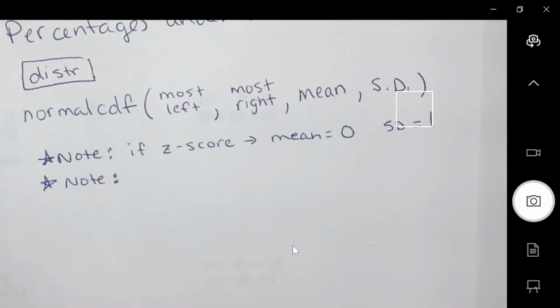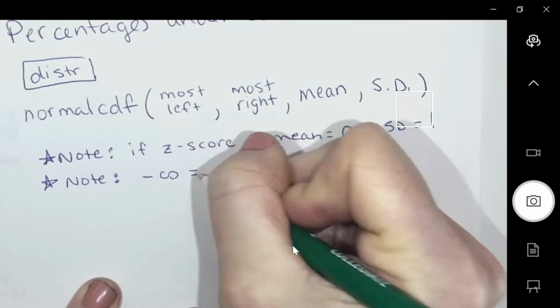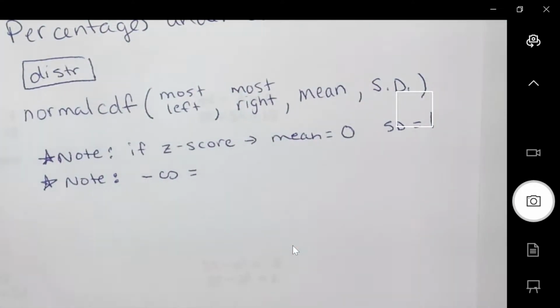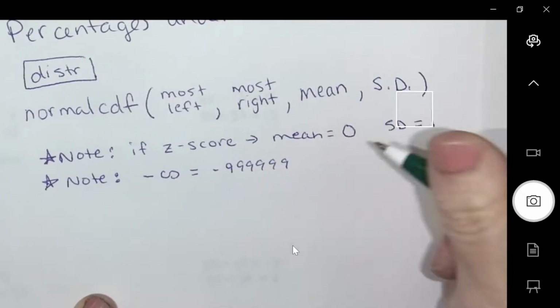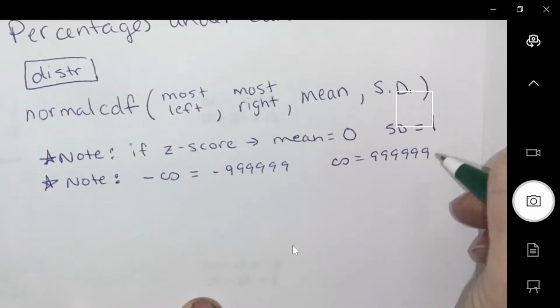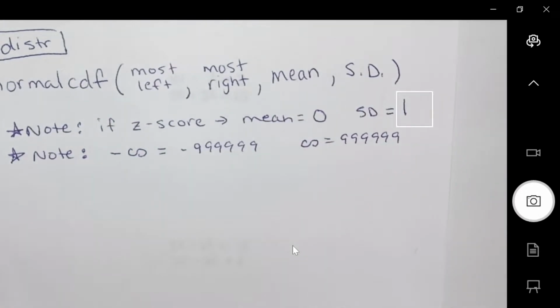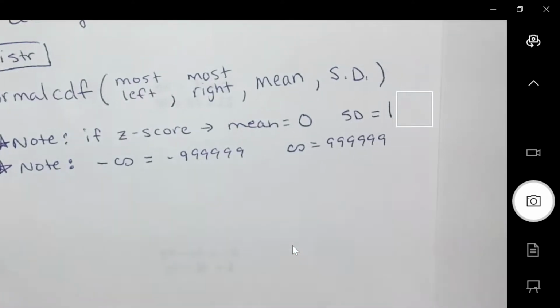I'm also going to note negative infinity. We talk about that with our domain. My calculator doesn't have a negative infinity button. So I'm just going to go negative 99999. And infinity, I'm just going to go with a 99999. Okay, you can put as many 9s on that as you want. Okay, so that's on my cheat sheet. So let's see what it means.